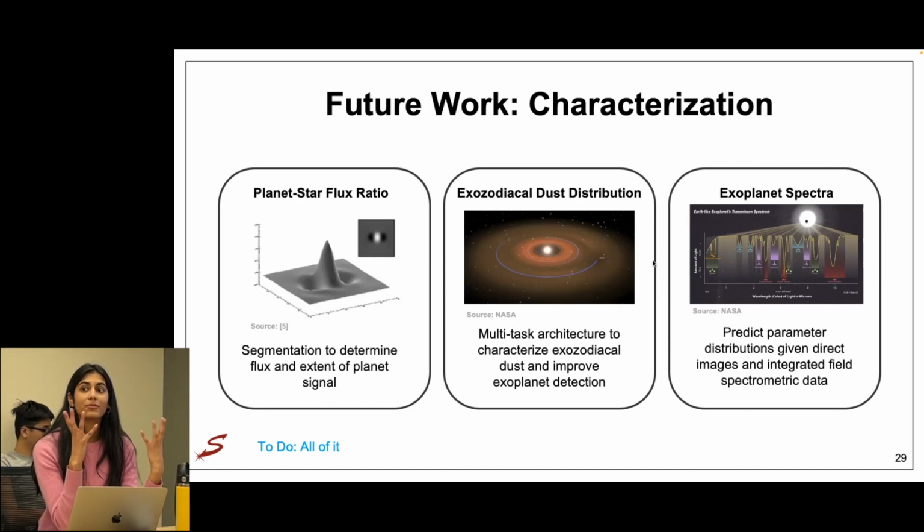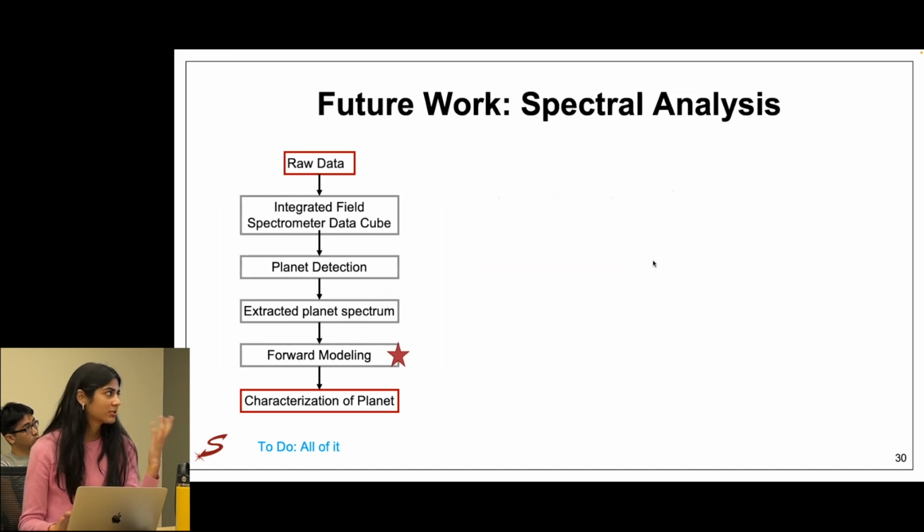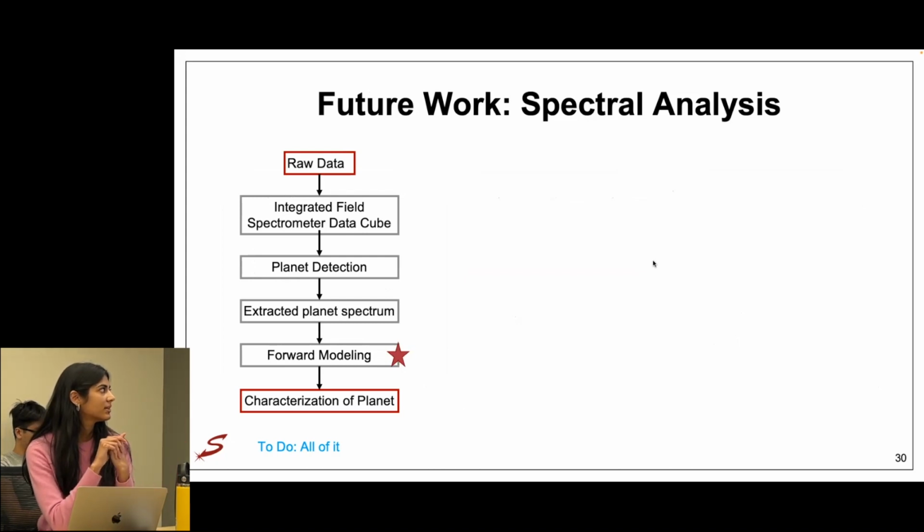And then the final, and this is the holy grail for future work, is exoplanet spectra. So being able to predict the parameter distributions of a spectra given direct images and integrated field spectrometric data. I'll work on that. And then this is also a to-do slide, I'm going to focus in on that spectral analysis. I've been working with Bruce McIntosh to better understand this problem, and I'm hoping to present a little bit more of a fleshed out plan for how machine learning could be integrated into spectral analysis.